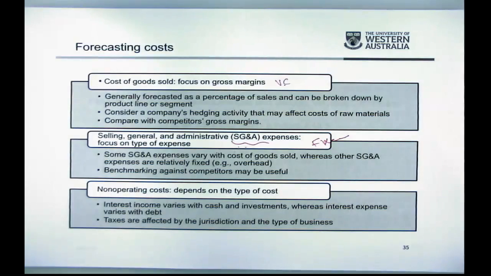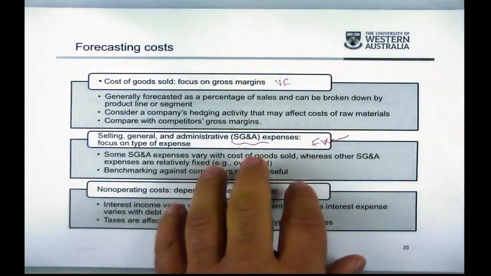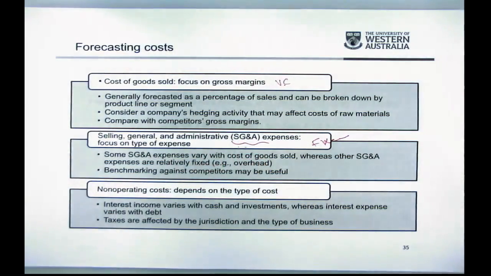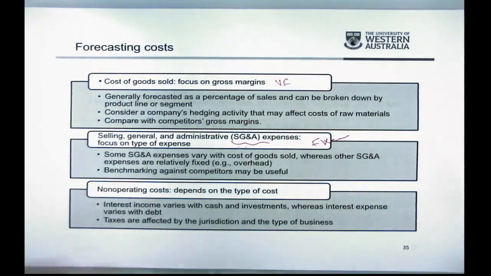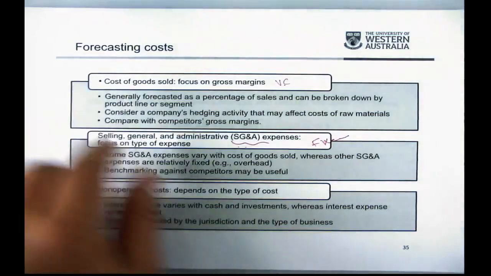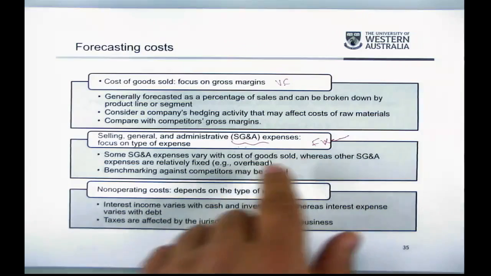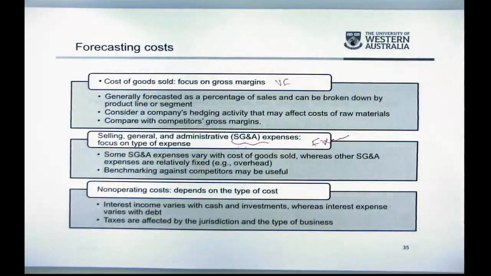Sometimes, for example, marketing and advertising expenses may vary with sales as well. So you need to be careful. Double check and see whether they are constant or whether they vary with sales. If they vary with sales, it is better to isolate them from the remaining SG&A expenses and forecast them separately as a certain percentage of sales. Make sense? Okay.